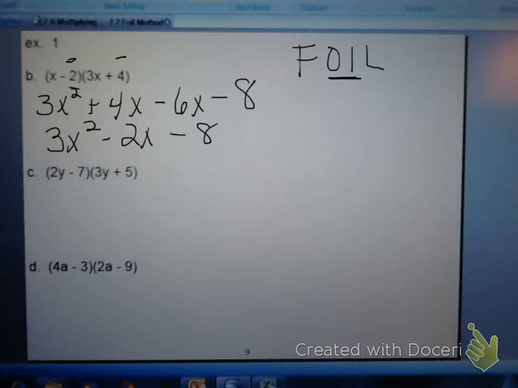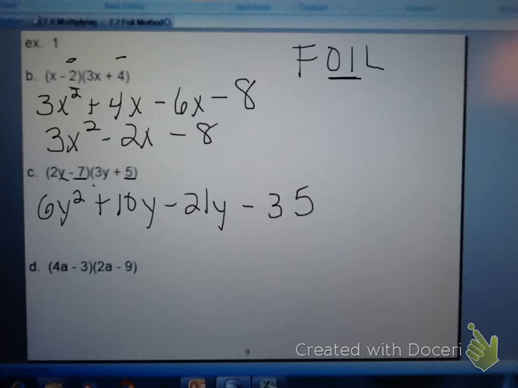Example C, I'm going to multiply again using the FOIL. The first term, 2y times 3y, is 6y squared. The outside is a positive 10y. The inside is a negative 21y. And the last term, and again, be very careful that you multiply the last two terms. Negative 7 and a positive 5, we multiply and get a negative 35. Again, combine the two middle terms, get negative 11y minus 35.